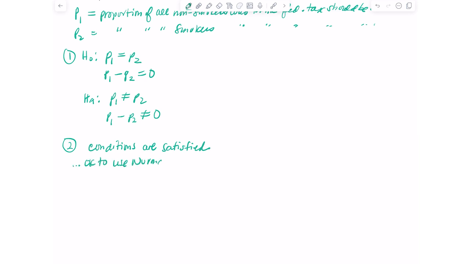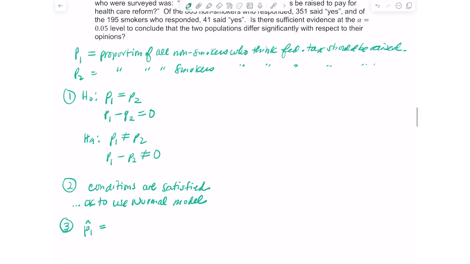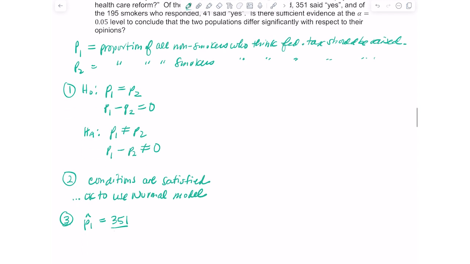All right. So what are some things I need to find here? Well, I need to know the sample proportion of non-smokers who think you should raise the tax. And the problem told us 351 out of the 605 said yes. So to find p hat 1, I'm going to divide 351 by the sample size, which is 605. And when you do that, you get 0.58.